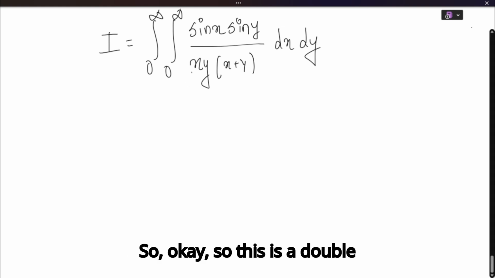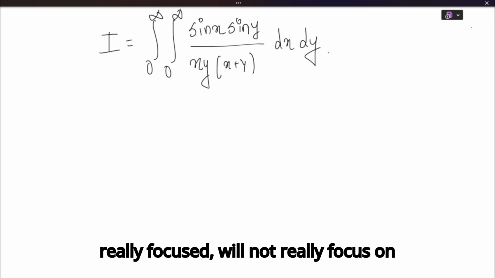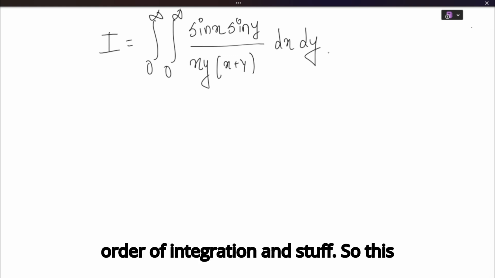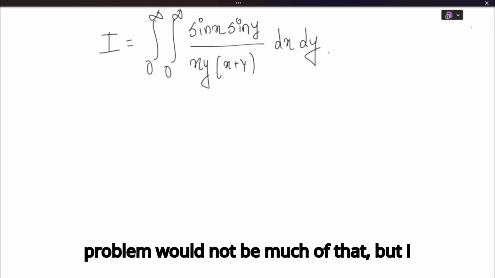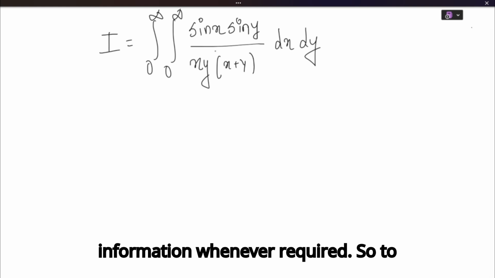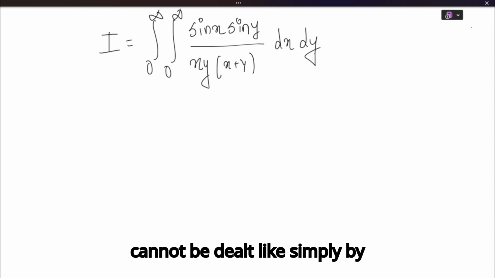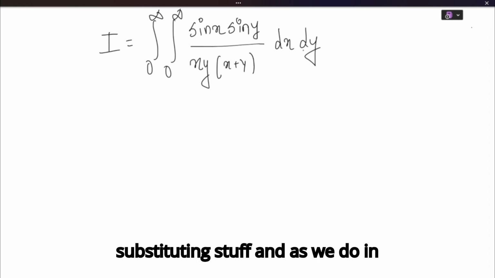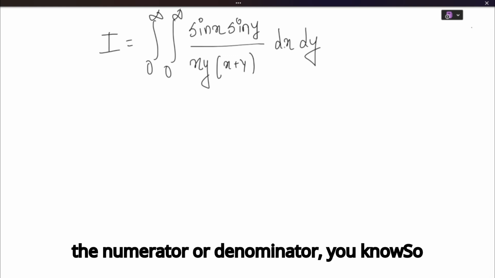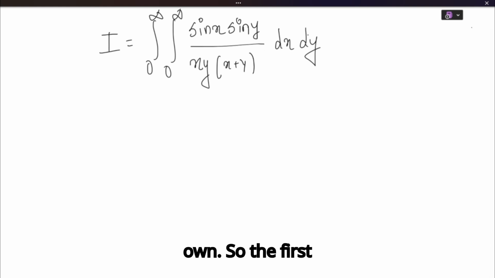So, okay, this is a double integral first of all. So we will not really focus on the concepts that are required to do double integration, specifically like order of integration and stuff. This problem would not deal with much of that, but I will give away bits and pieces of information whenever required. To start off, this type of integral cannot be dealt with simply by substituting stuff, as we do normally in one variable integration, where we try to find something in the numerator or denominator. None of that sort works. Basically you can try it out on your own.